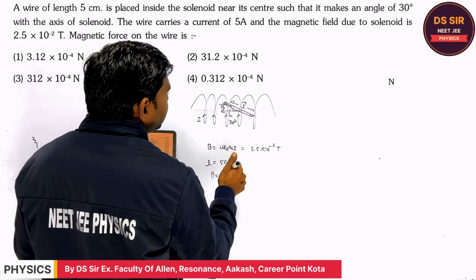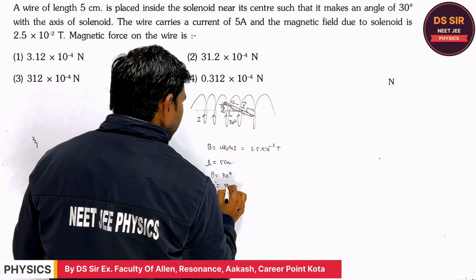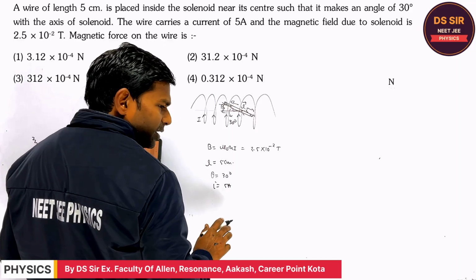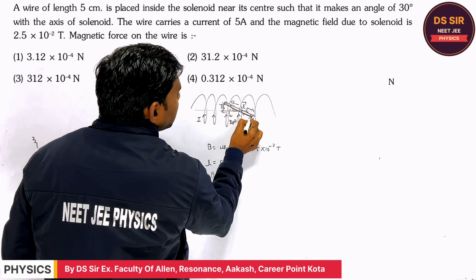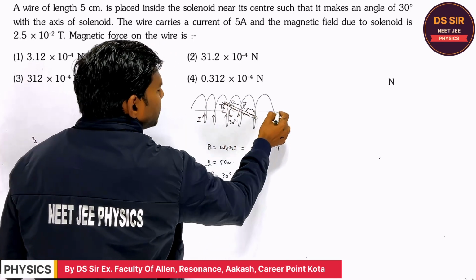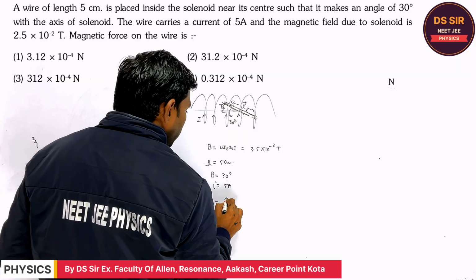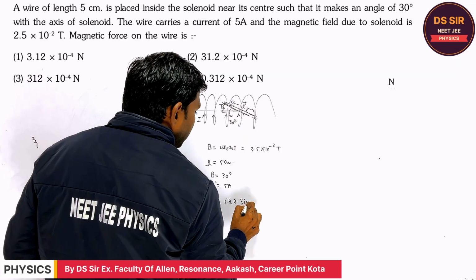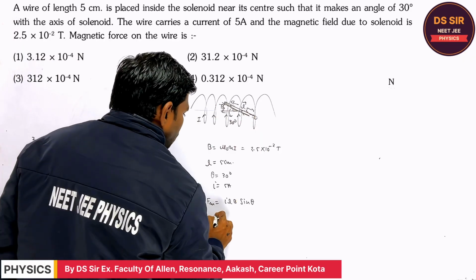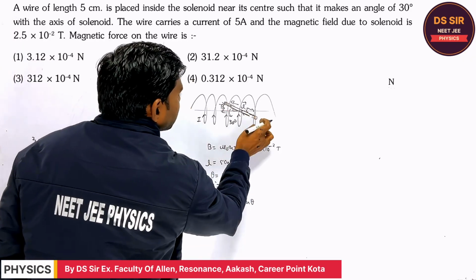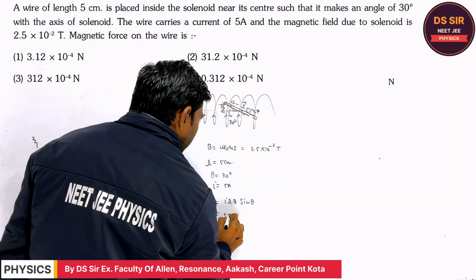And this wire carries a current. What is the current in this wire? 5 ampere. Right? So if this wire is placed in the magnetic field of this solenoid, what is the force on this wire? I L B sine theta. Is it clear or not? You tell. So what is the current in this wire? In this wire the current is 5 ampere.